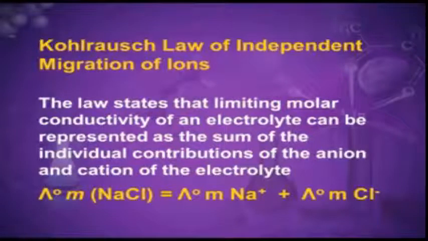For example, lambda m infinity for sodium chloride can be calculated by simply adding the contributions of the sodium ions and the chloride ions. Kohlrausch's law is very useful in calculating the theoretical lambda m value for weak electrolytes, which otherwise cannot be found experimentally. We can take the contributions of the different ions from suitable strong electrolytes, and simply by adding those values we can find the lambda m value for the weak electrolytes.